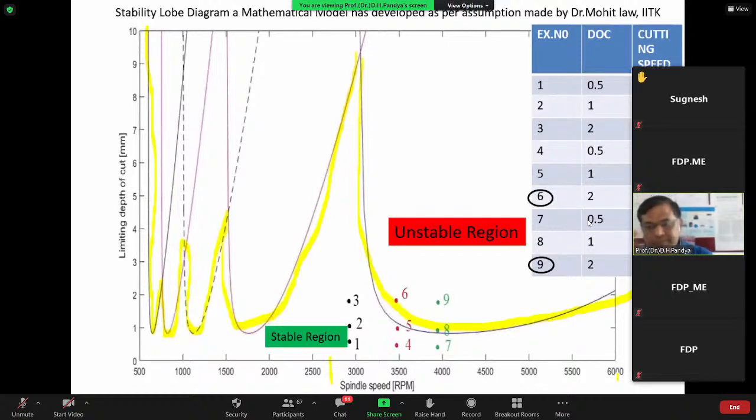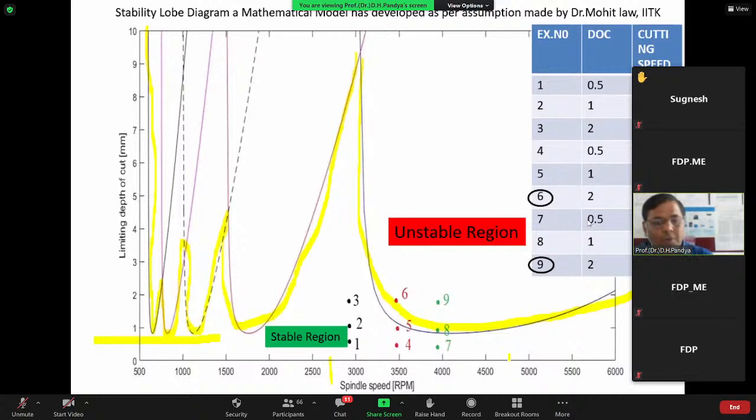And one more thing about the stability lobe diagram: when you develop the mathematical model of a stability lobe diagram, the important thing is that as the damping ratio decreases, the stable region decreases, right? This is the important outcome of the stability lobe diagram. When the damping ratio decreases, the stable region also decreases.